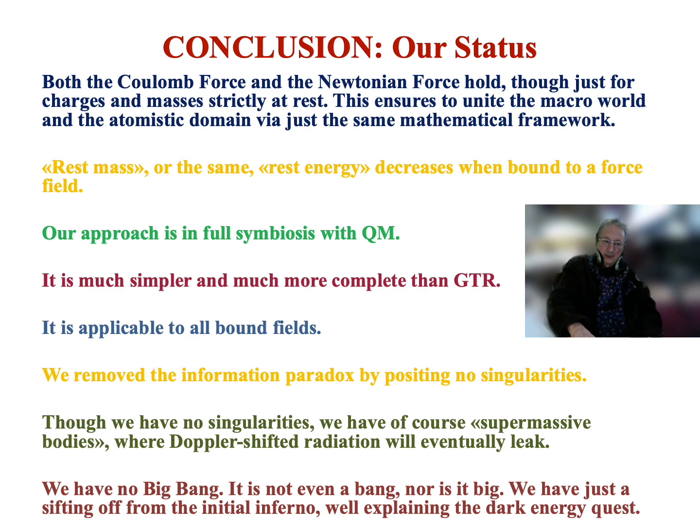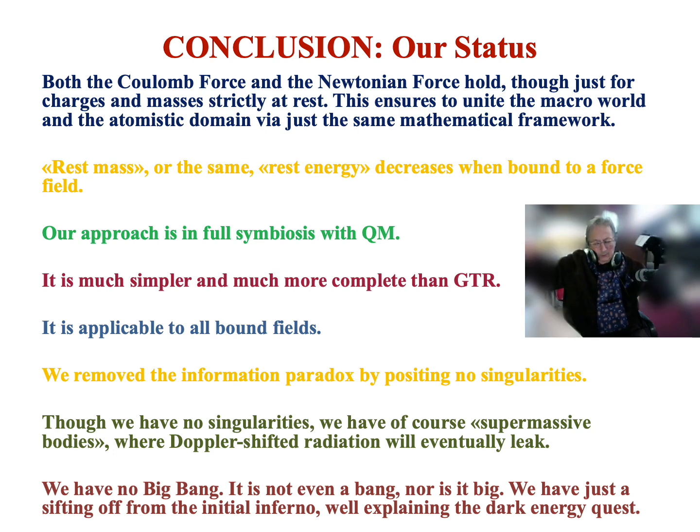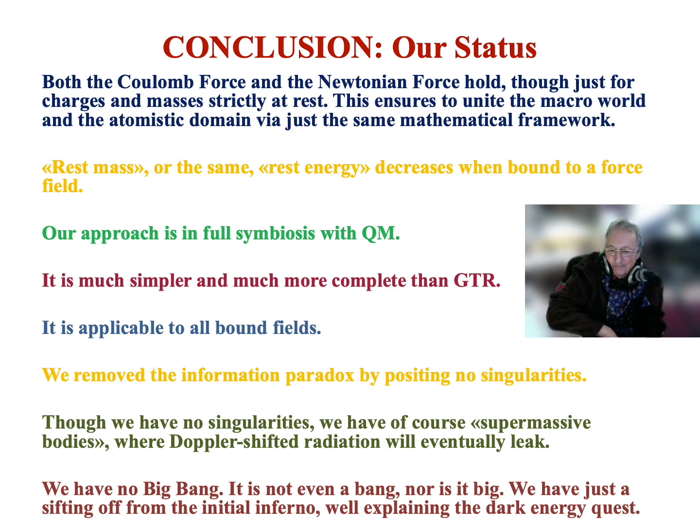Next, though we have no singularities, we have, of course, supermassive bodies where Doppler-shifted radiation will eventually leak out. So we have no Big Bang. It's not even bang, nor is it big. We have just a soft sifting off from an initial inferno, which we call a cosmic egg, of radius about 2 billion light years. From there on, we have exactly the same predictions as the cosmological literature. The velocity of light increases to attain a ceiling, and we have the dark energy acceleration and so forth. So we have Hubble's law and so forth. So we could explain dark energy.